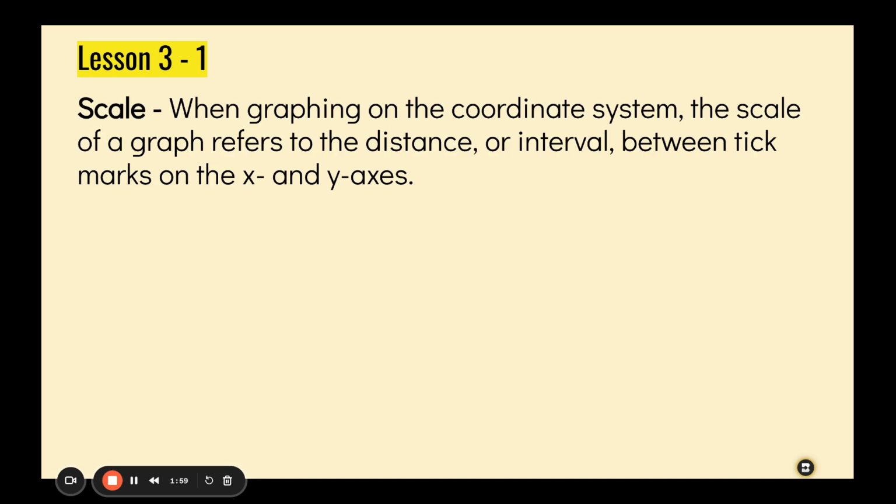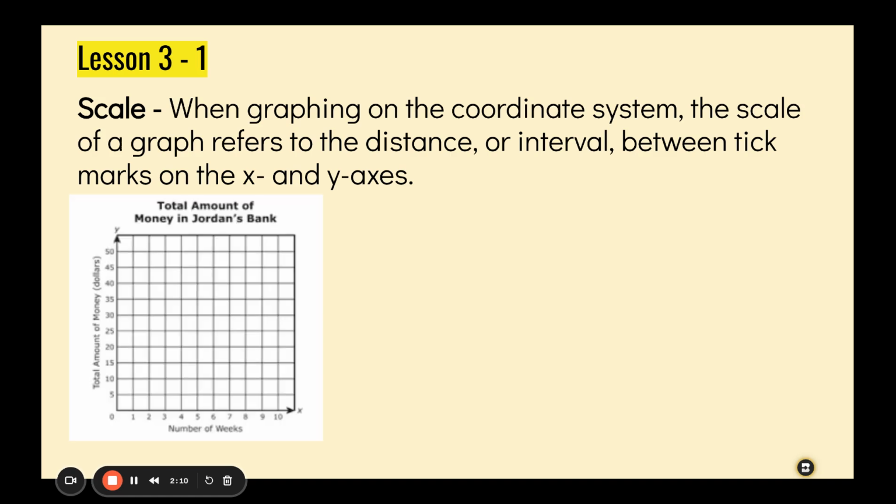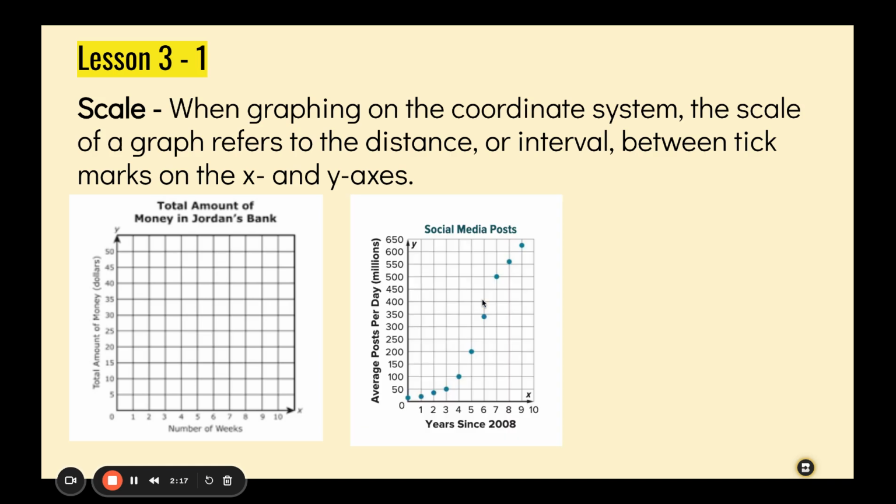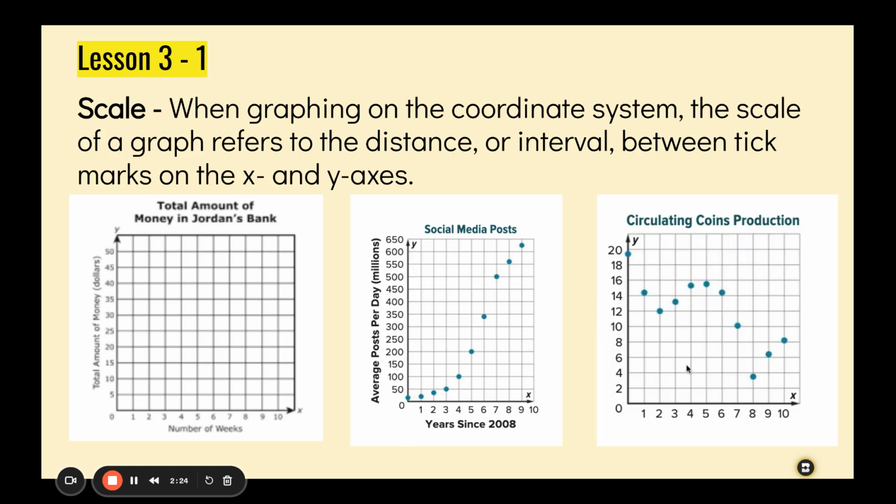Scale. Okay, when graphing on the coordinate system, the scale of a graph refers to the distance or the interval between tick marks on the x and y axes. If I look at this, the x's are going up by 1s, the y's are going up by 5s. If I look at this one, again, the x's are going up by 1, but the y's are going up by 50. I picked all ones that have going up by 1 on the x. It doesn't always happen like that, just in these examples that I have, and these are going up by 2s.